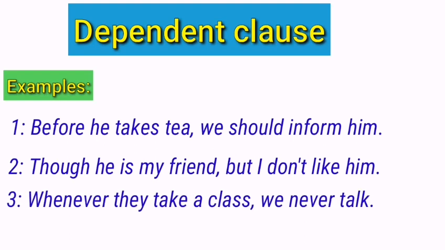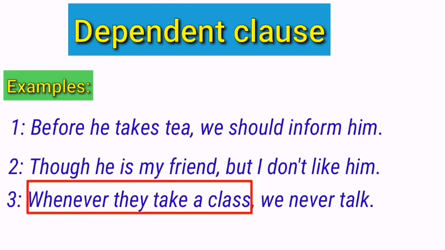Whenever they take class, we never talk. Again, observe this part of a sentence, whenever they take class. It is a dependent clause because it has its own subject and verb, but it cannot stand alone as a sentence. So, therefore, it is a dependent clause.